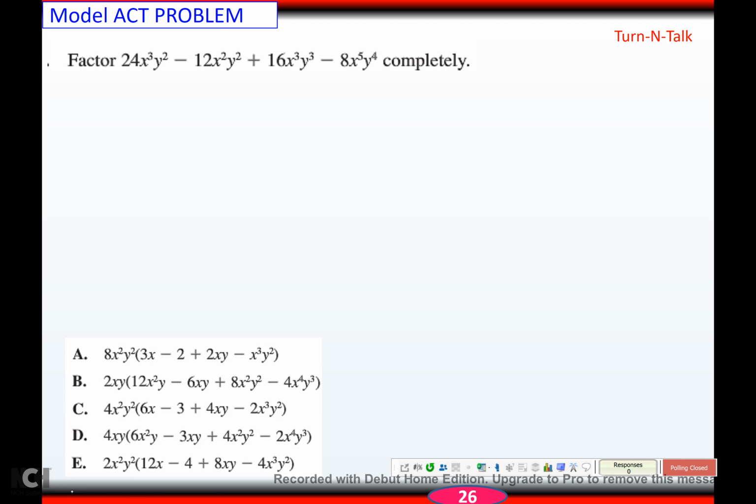Okay, try this one. Hit pause. Come back when you're ready. And hopefully you got C. Okay, I'm looking at 4 terms. And I'm not seeing grouping, so I'm looking for a GCF. You got 24, 12, 16, and 8. Alright, starting with the smallest, 8, no, doesn't go into all of them. 7, no, 6, no, 5, no, 4, yes.